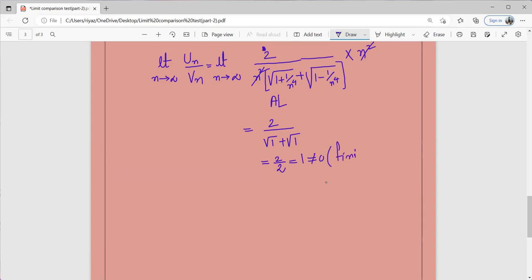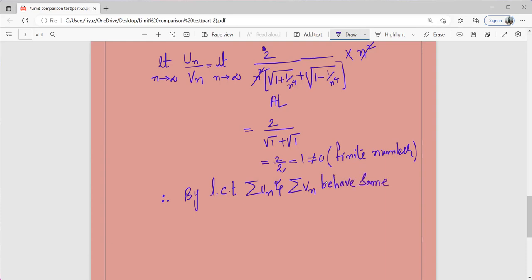Okay sir. We are getting a finite value. Finite number also we can say. Finite value, finite number. So, therefore, we should write the statement of limit comparison test and we can finish this problem. By limit comparison test, summation un and summation vn behave same, or you can also write converges and diverges together.